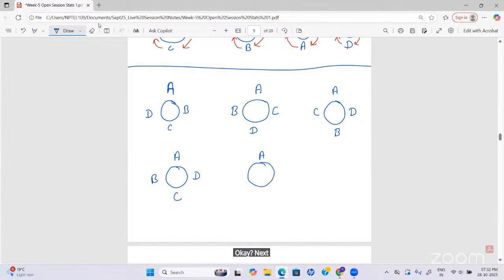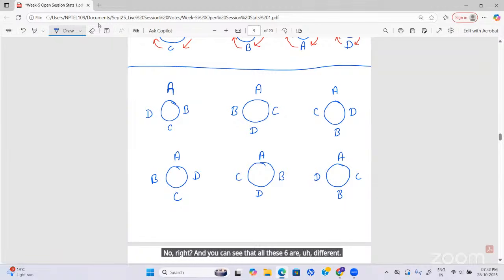Next, this is A, this is C, B, and D. Okay. This is A, this is D, C, and B. Now, can there be any other possibility? No, right? You can see that all these six are different.